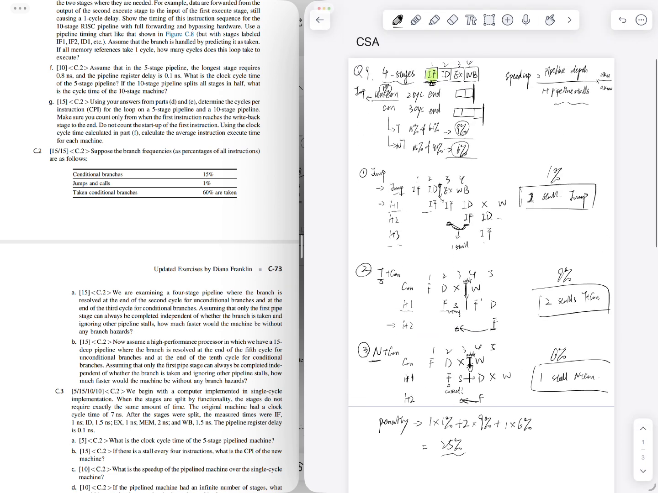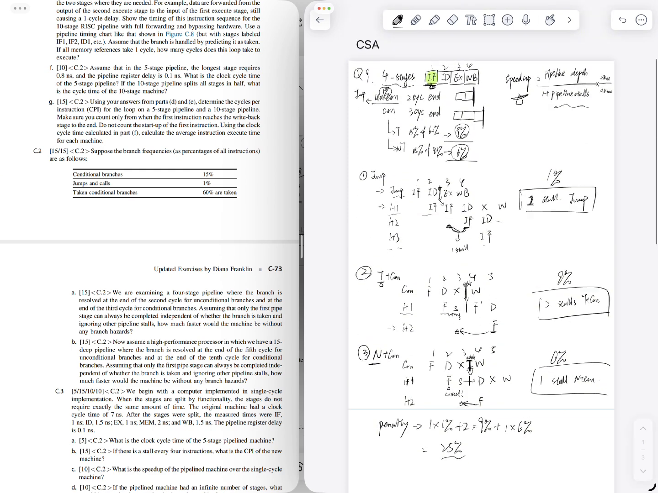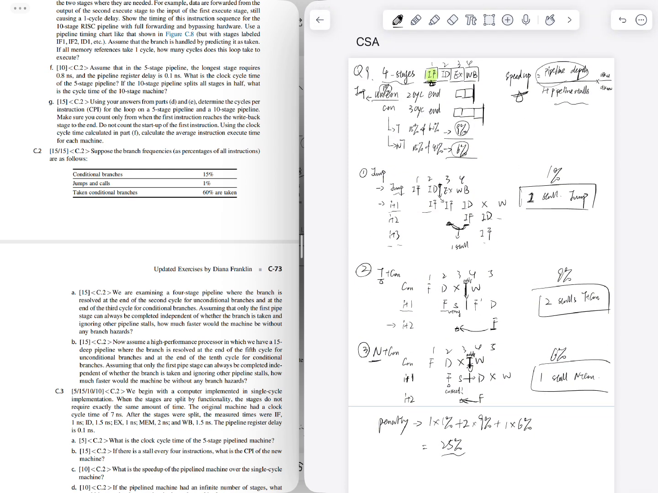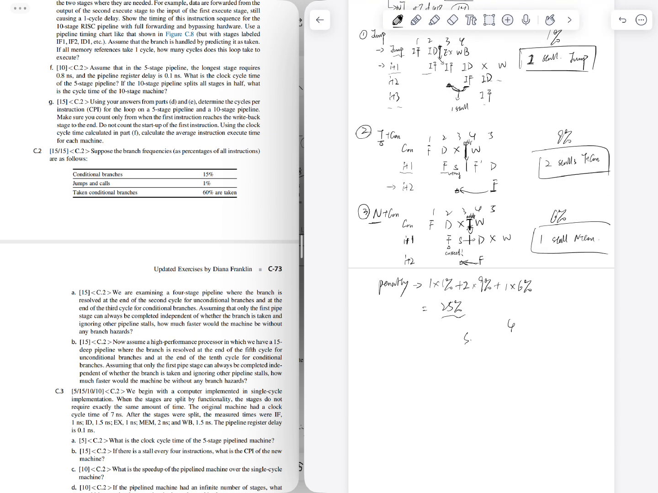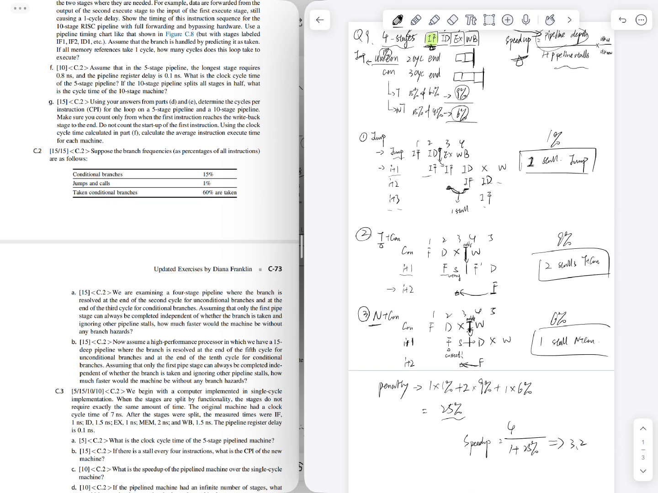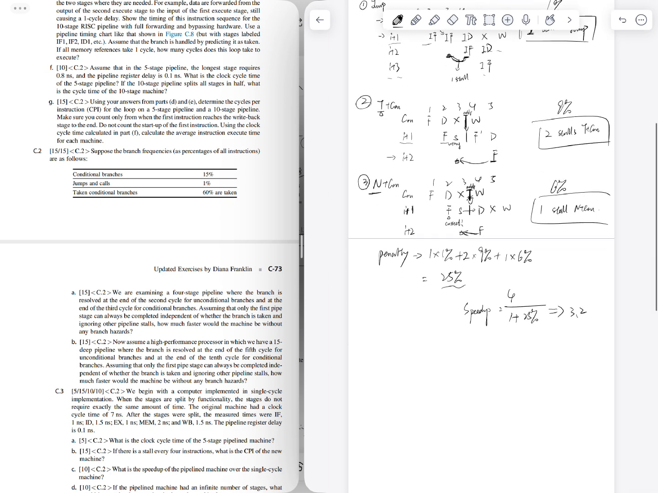So how can we calculate the speedup? For speedup, we will use the pipeline depth. Do you remember the pipeline depth is actually how many stages, right? So we will have 4 over 1 plus 25%, and that gives us 3.2. Okay, so that's what happened for these questions, and I think that is okay. And if you want to calculate how much faster, that's the same: 4 and 3.2, we will get 1.25.